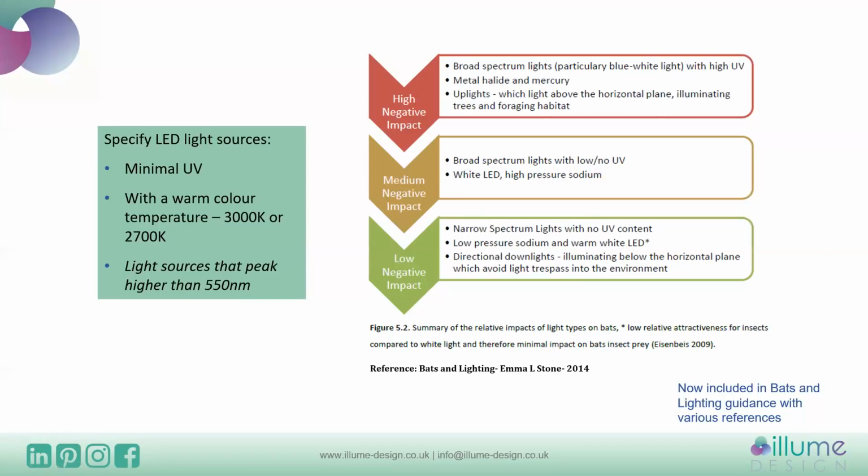We've had a problem getting down to 3000 K. That's still slightly difficult to get some manufacturers to provide and supply. And 2700, there's only a few manufacturers that supply it at the moment, but I'm sure that will change in time. We also need to ensure that the light sources peak higher than 550 nanometers, which I'll explain a little bit more in the next slide.